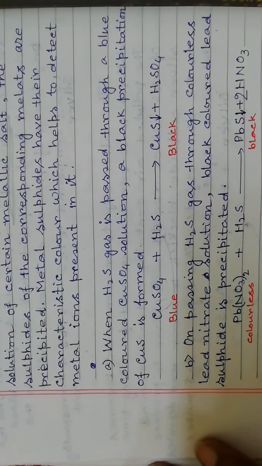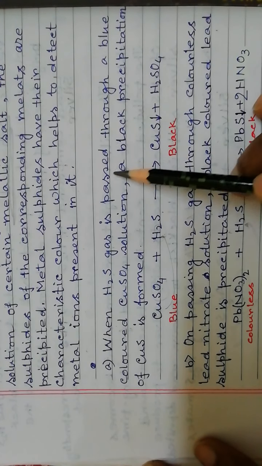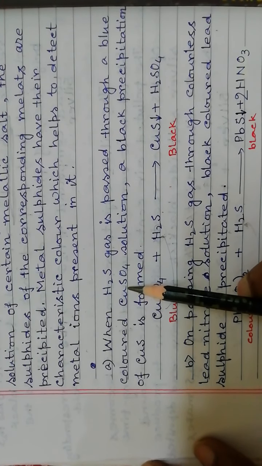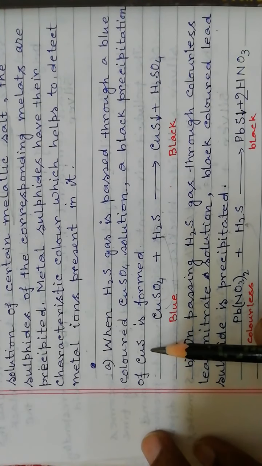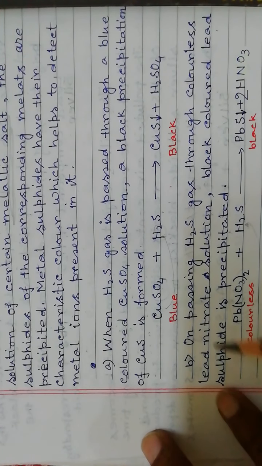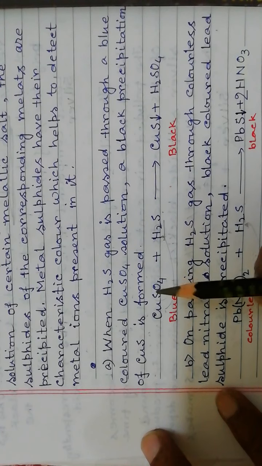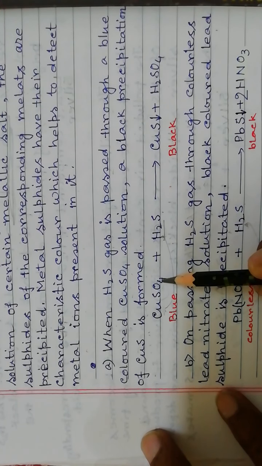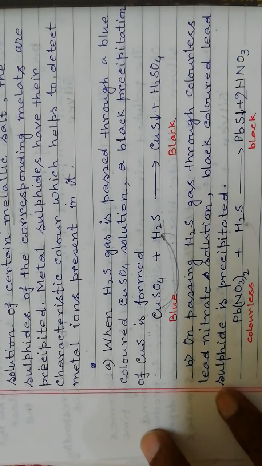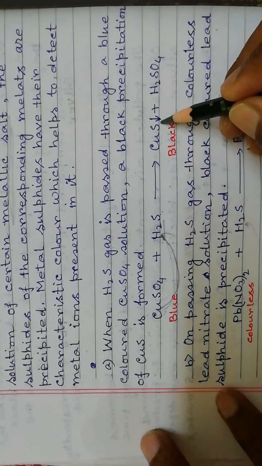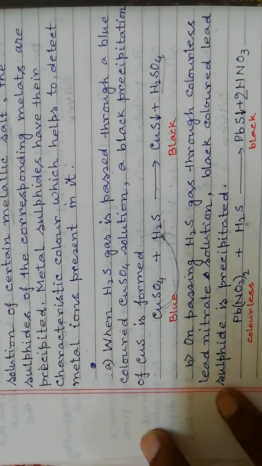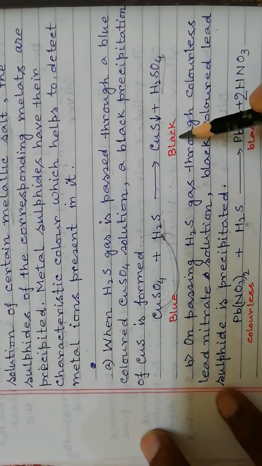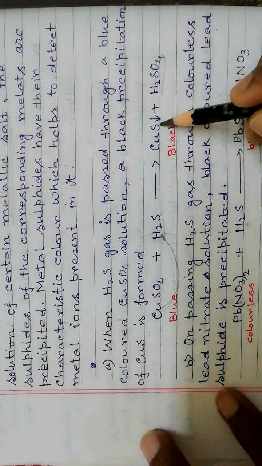For example, when H2S gas is passed through a blue solution of copper sulphate, a black precipitate of CuS is formed. When H2S is passed through the blue solution of CuSO4, what happens? The Cu displaces two hydrogen atoms and forms CuS, and the displaced hydrogen and SO4 together form sulfuric acid, and this is the black precipitate, which helps us to detect the copper.